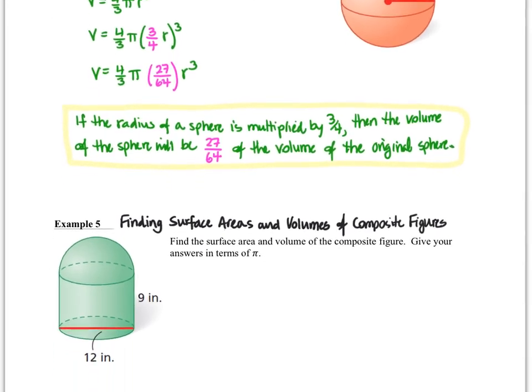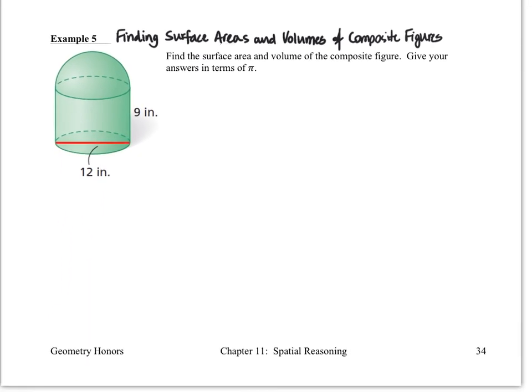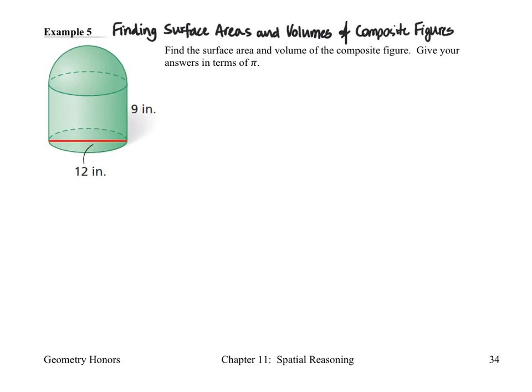In example 5, we're going to be finding surface area and volume of composite figures, which you remember are figures that are made of other figures put together. So we want to find the surface area and volume of the composite figure, and we want to give our answer in terms of pi. Let's start out by recognizing that the total surface area is going to be the surface area of the hemisphere added to the surface area of the cylinder.